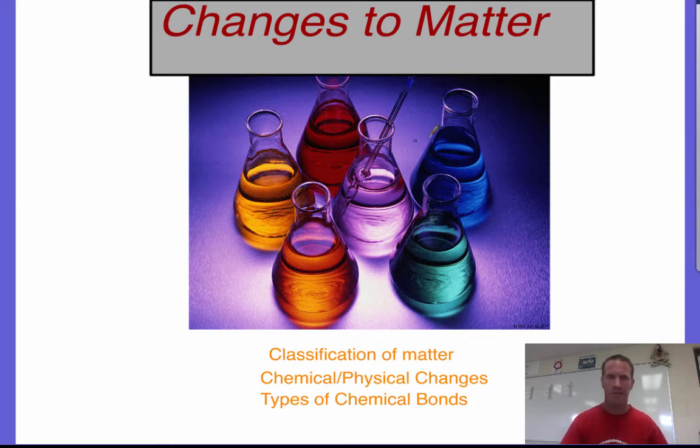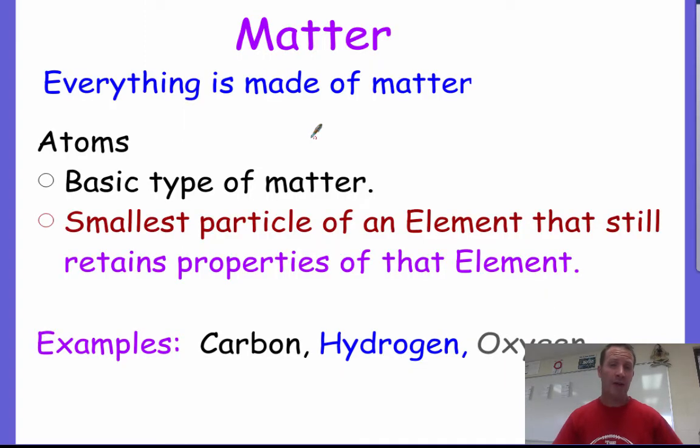Too soon? All right. Basically, everything that we know is made up of matter. Matter is basically anything that takes up space and occupies space. Matter is all the particles that make up us and everything else. There are some specific types of matter. I already talked about elements a little bit, and a couple of other ones are atoms. An atom is a basic type of matter.